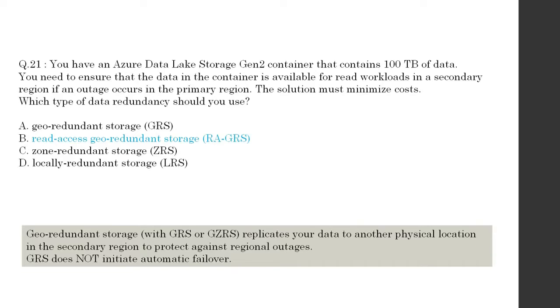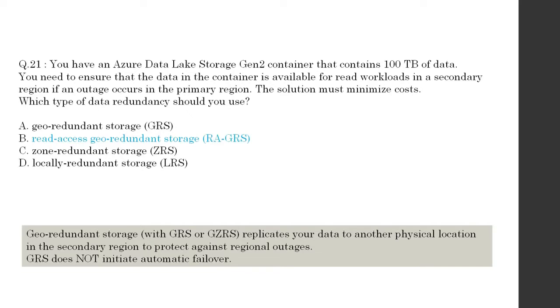So question number 21. You have an Azure Data Lake Storage Gen 2 container that contains 100 TB of data. You need to ensure that the data in the container is available for read workloads in a secondary region. If an outage occurs in the primary region, the solution must minimize cost. Which type of data redundancy should be used? So in this kind of question, the main requirement is minimizing the cost, and for that, geo redundant storage is the best option here.